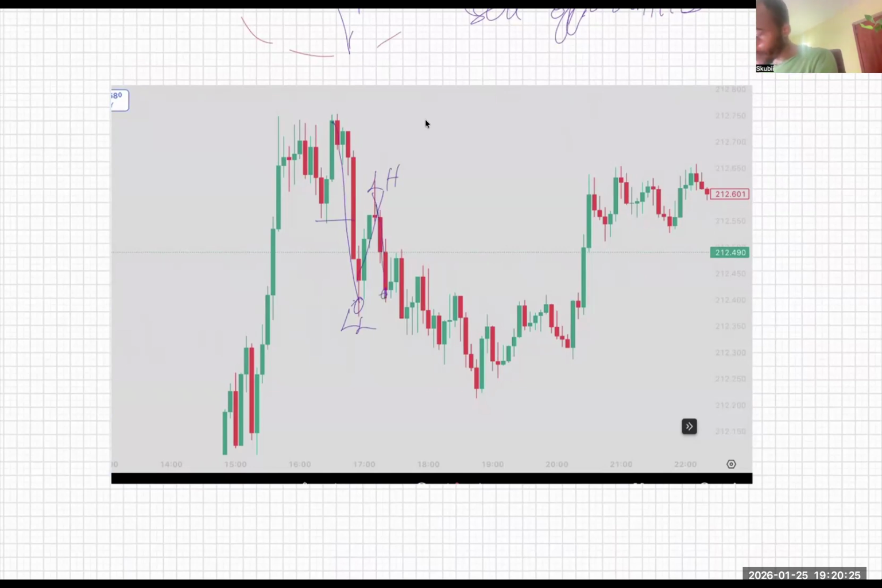So here now we have equal lows here. Price pushed up, we had a lower high. Price pushed down, and we had a lower low here. Pushed up, we had a lower high. We pushed down again. Now, this low broke below this one here.